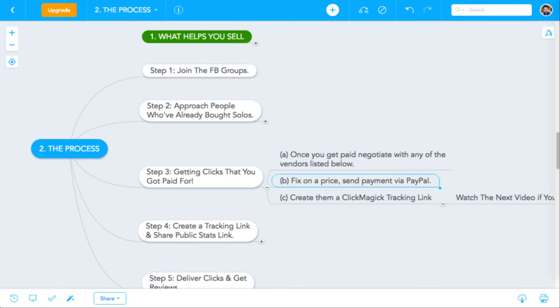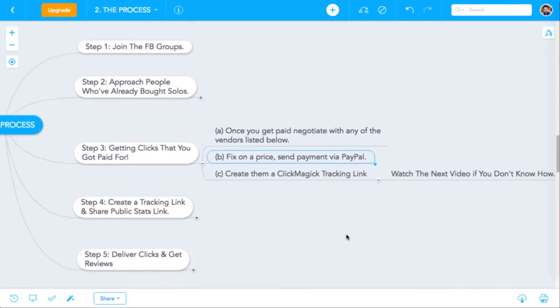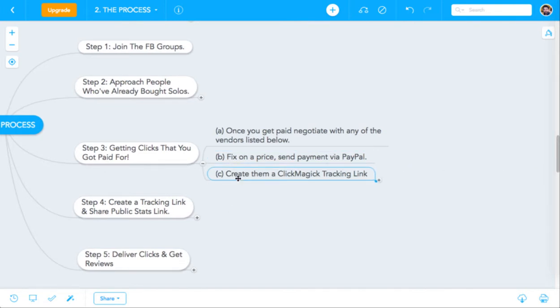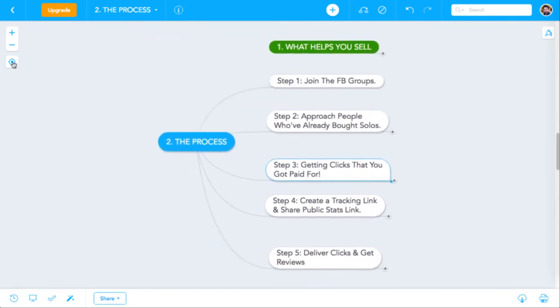Fix on a price and send the payment via PayPal. You already have the funds that the buyer of your clicks has sent you, so send that money to the vendor that you're buying traffic from, the clicks that you're reselling. Once you do that, you create them a ClickMagick tracking link. And if you don't know how to do it, watch the next video and we're going to discuss it in greater detail there. But you do need to have a ClickMagick tracking link if you want to be successful in selling a click and delivering value and being an all-round good solo ad vendor who makes money and also delivers great service, because that's how you are going to scale your business.